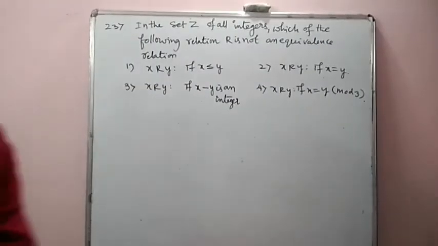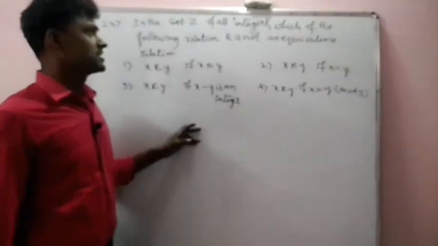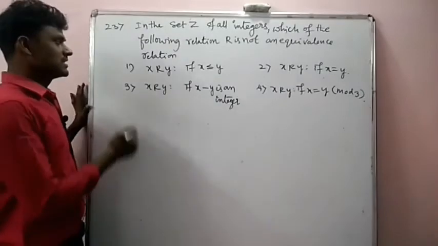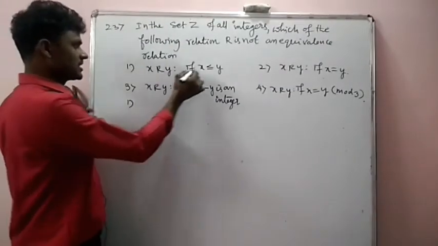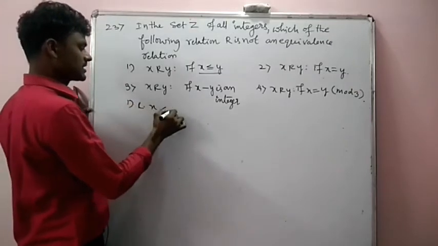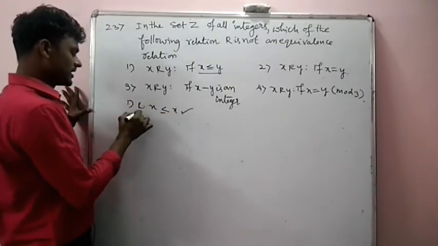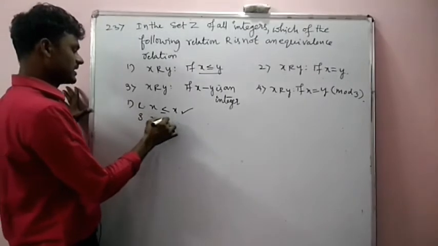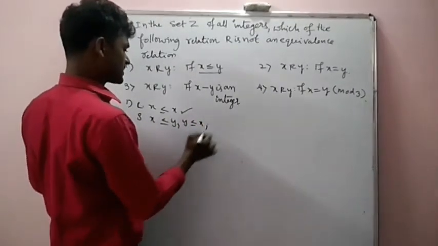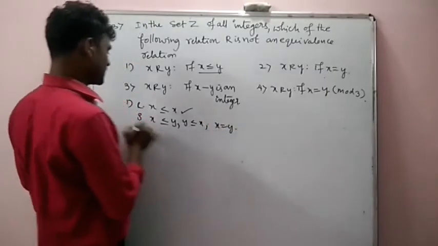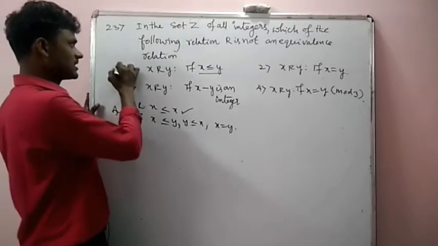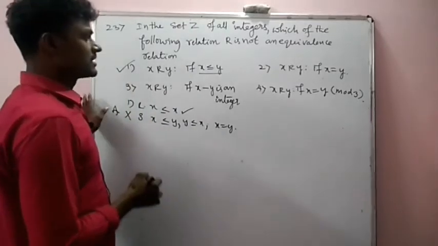Okay, next question: for the set Z of all integers, which of the following relations is not an equivalence relation? For the first option, we check reflexive: x is less than or equal to x. This is possible. Next is symmetry: we check x is less than or equal to y and y is less than or equal to x, then x is equal to y. Symmetry is not possible here; this is anti-symmetry. That's why this is not an equivalence relation.